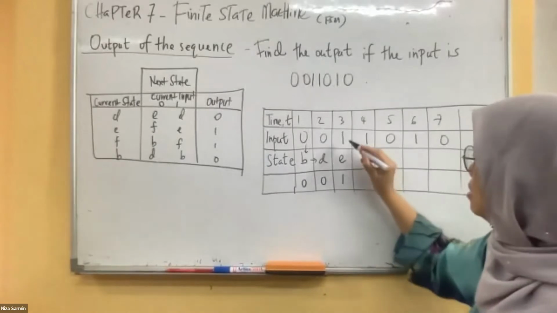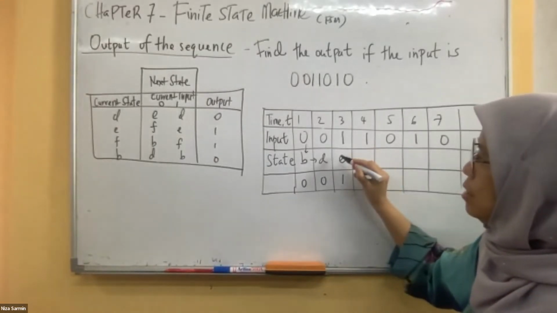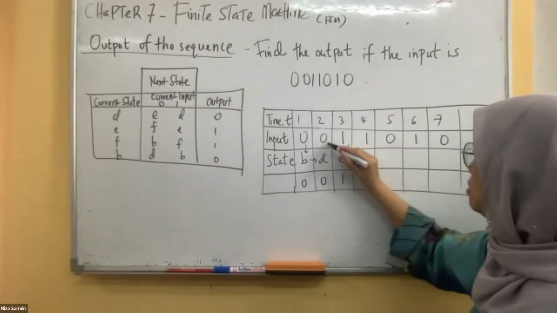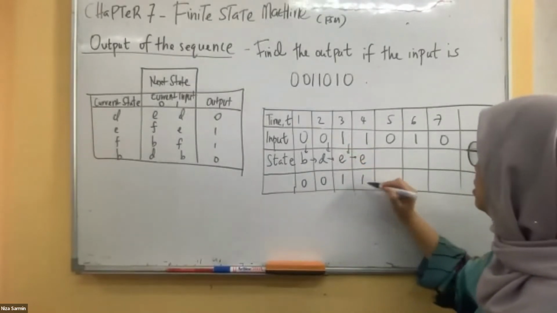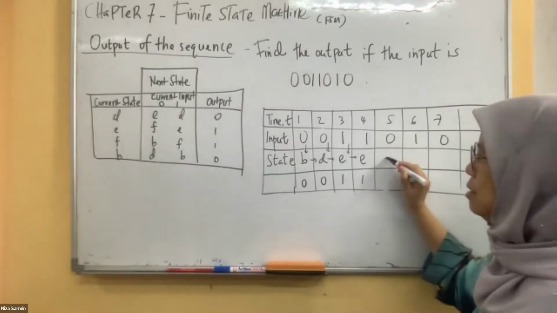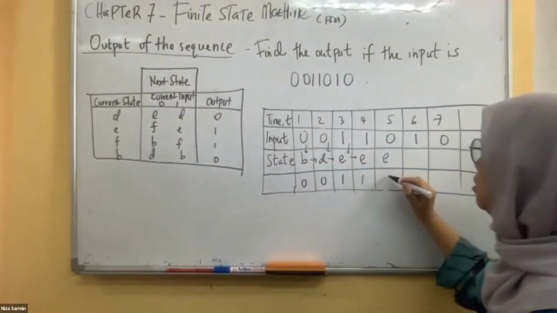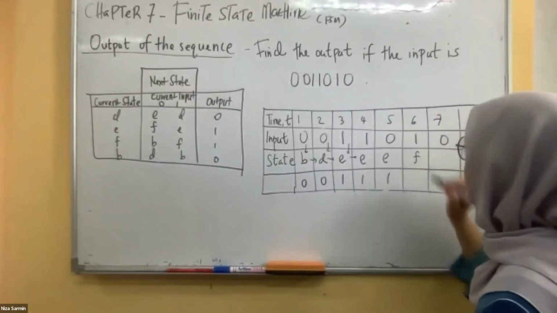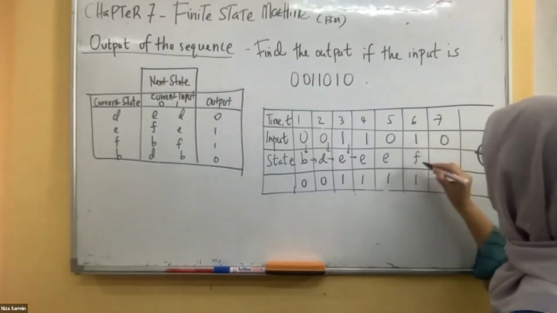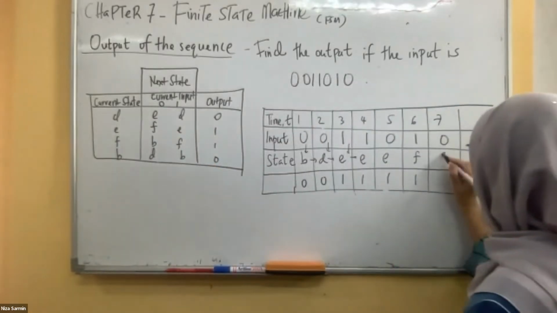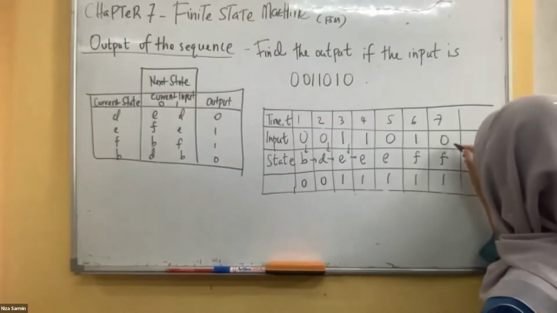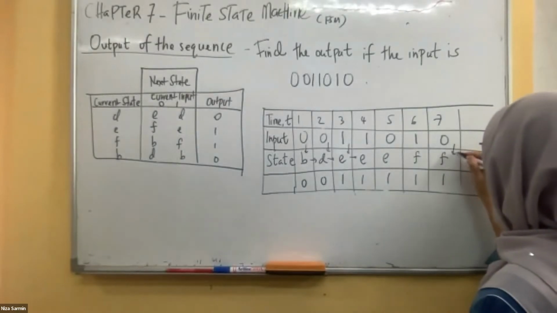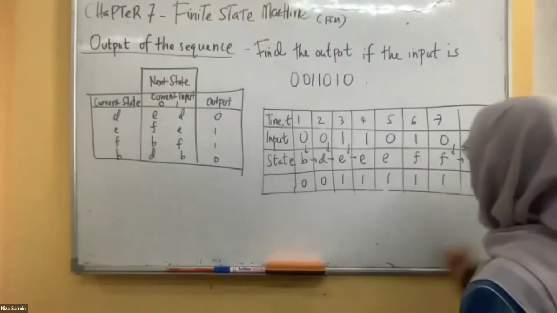Okay, next. 1E. 1E is E. The output of E is 1. 1E again, E, the output is 1. 0E is F. The output is 1. 1F, F. The output is 1. 0F is B. And B, the output is 0.